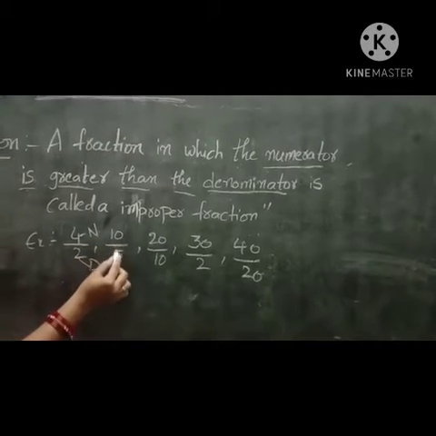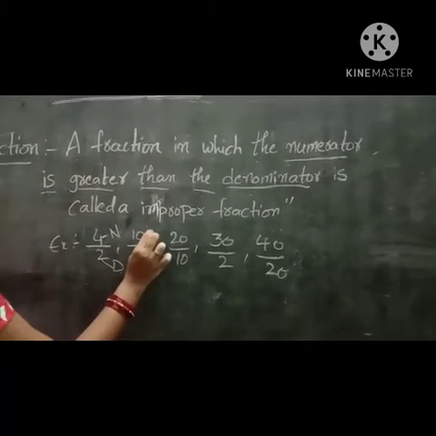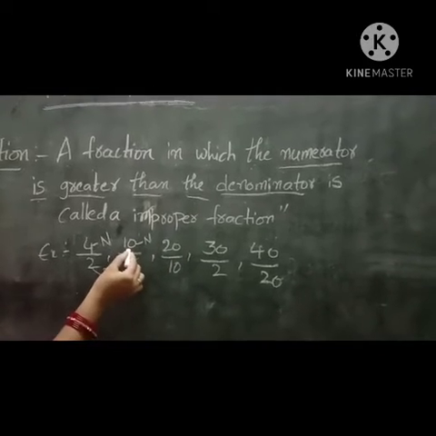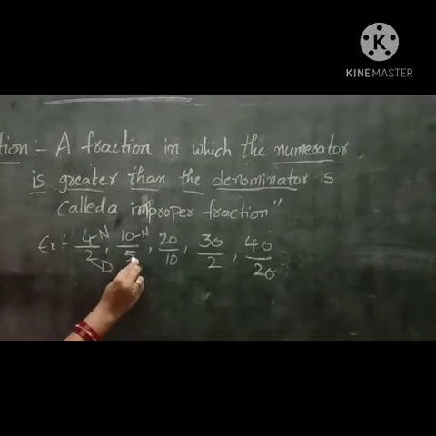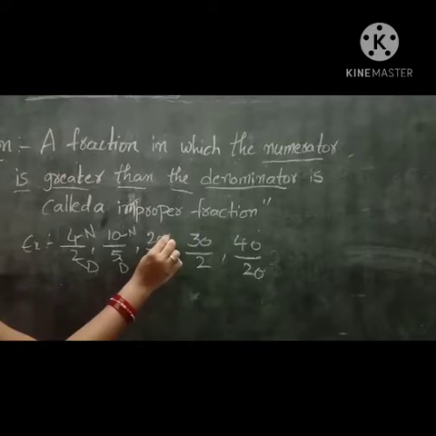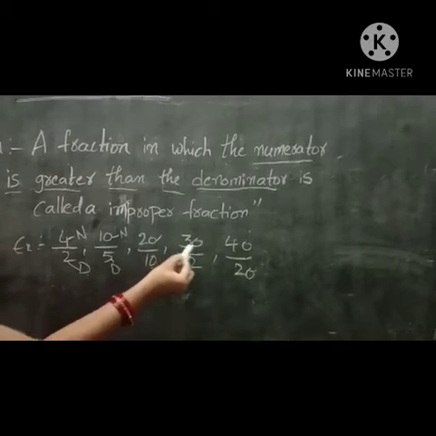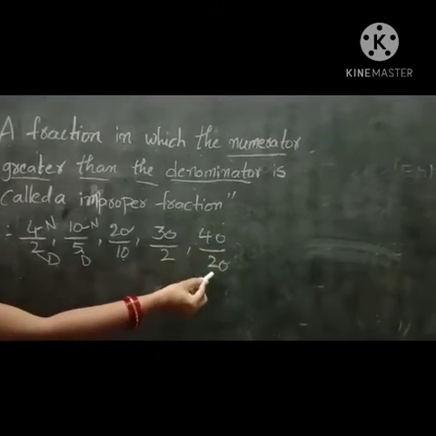Here see 10 by 5. In 10 by 5 also, 10 is the numerator and it is a greater number than the denominator. And 20 is a greater number than the denominator. 30 by 2, 40 by 20.